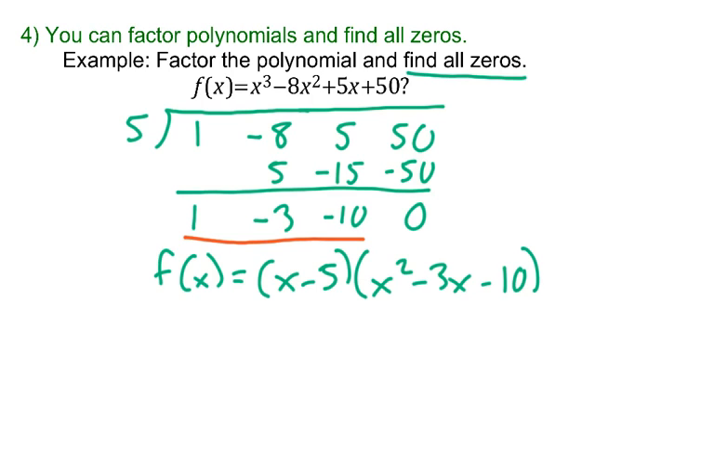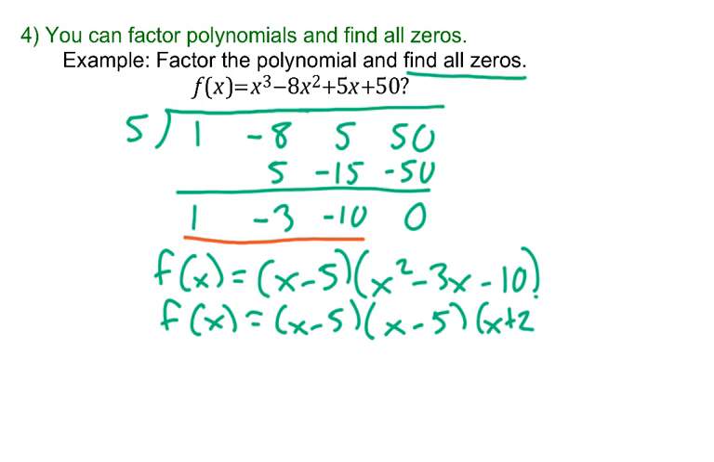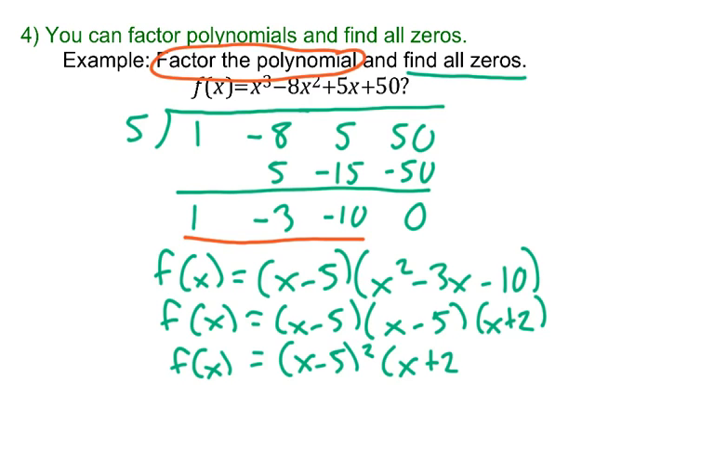If this were a polynomial of degree 3 or more, you might go back to your rational zeros theorem to hunt for something else to check for. But at some point, you should be able to get this to a quadratic expression and then factor it in the usual way. So I can see right here that this does indeed factor as x minus 5 times x plus 2. And if I want to, I could actually state that as x minus 5 squared times x plus 2. I have accomplished this task. I have factored the polynomial.